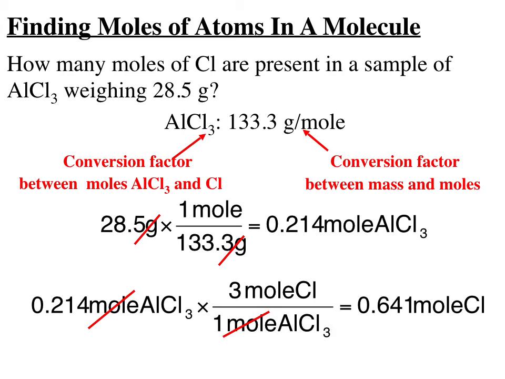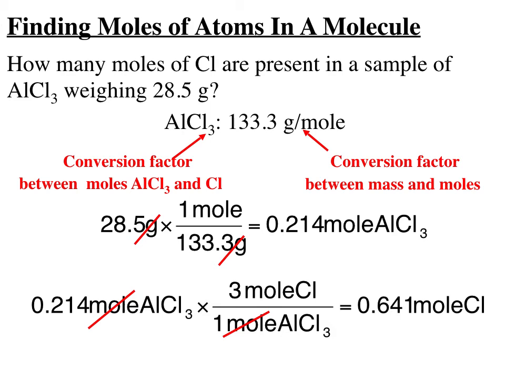To find the conversion factor between moles of AlCl3 and moles of chlorine, I use the empirical formula. It tells me there are 3 Cls per AlCl3 unit. So this creates a conversion factor of 3 moles Cl per 1 mole AlCl3. If I have 1 molecule of it, there are 3 Cl atoms. If I have 1 mole of AlCl3, there are 3 moles of Cl. So I line that conversion factor up so that the moles of AlCl3 cancel, and I naturally put the moles of Cl on the top.